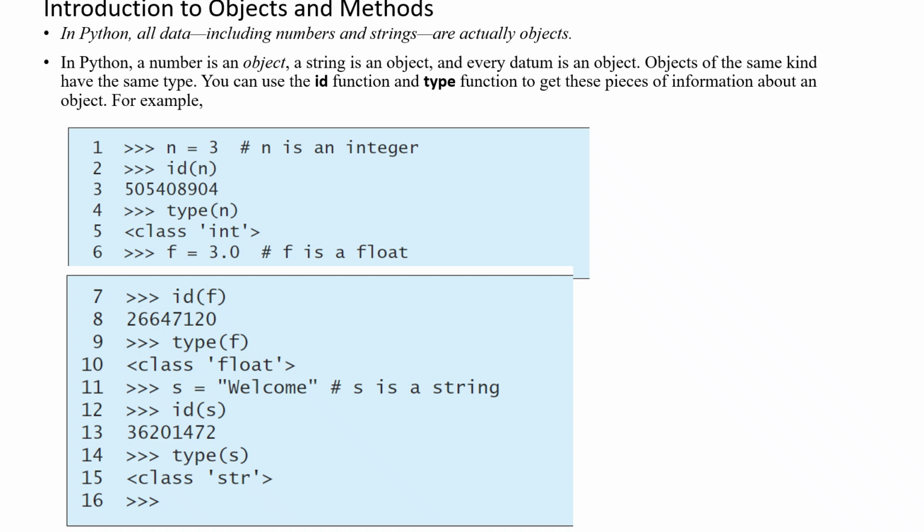Introduction to objects and methods. In Python, all data including numbers and strings are actually objects. A number is an object, a string is an object, and every datum is an object. Objects of the same kind have the same type. You can use the id function and type function to get these pieces of information about an object.